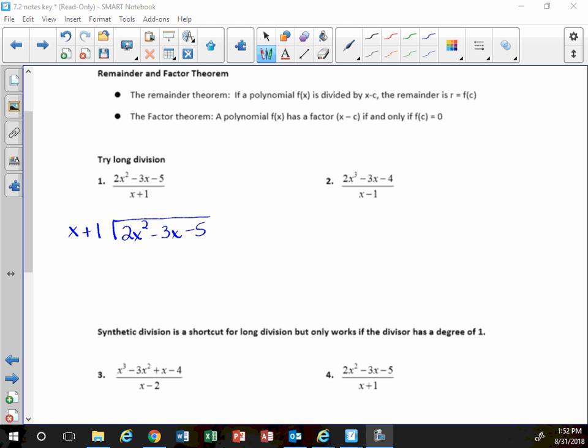The way you begin, think about, what do I take x times to get 2x squared? What do I need? 2x, good. Okay. Doesn't matter where you write it up here. It doesn't have to line up or anything. It's just a 2x.